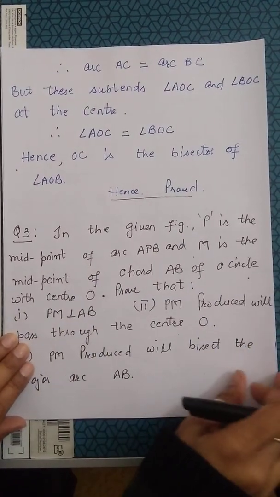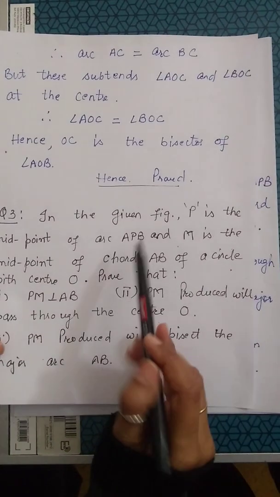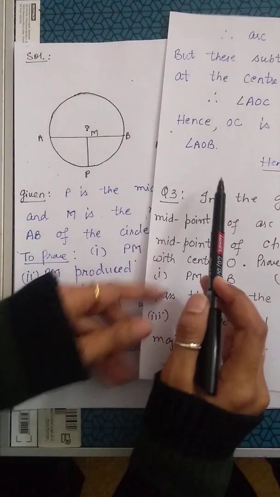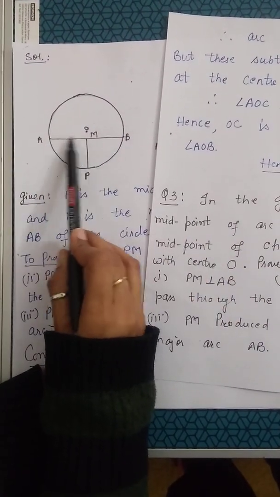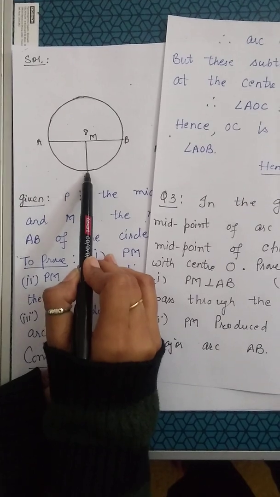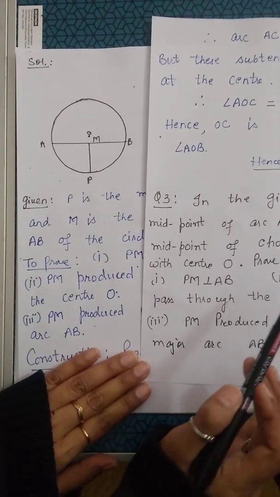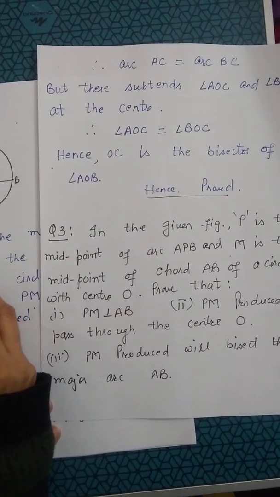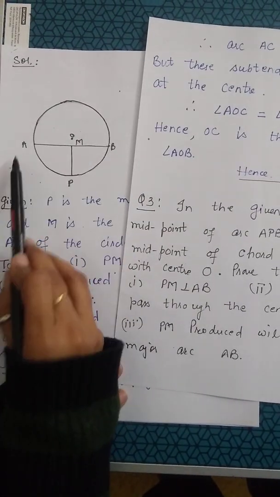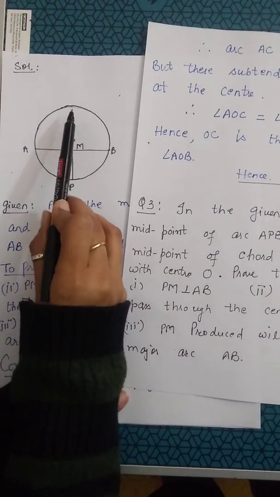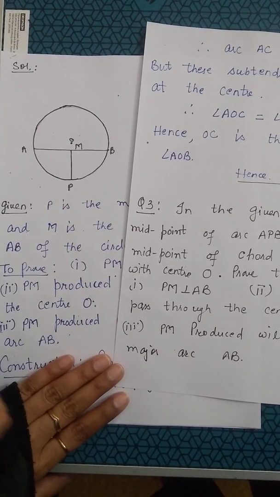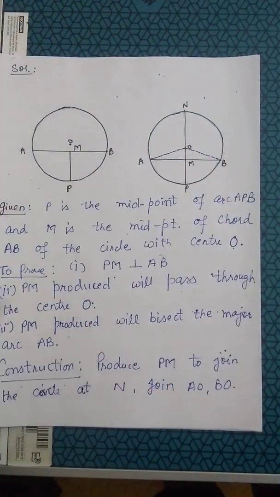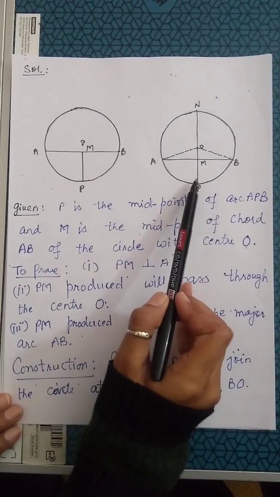In the given figure, P is the midpoint of arc APB and M is the midpoint of chord AB. This is given to us. Now, what we need to prove is that PM is perpendicular to AB, PM produced will pass through the center O, and PM produced will bisect the major arc AB. So for this, we'll do a construction like this.